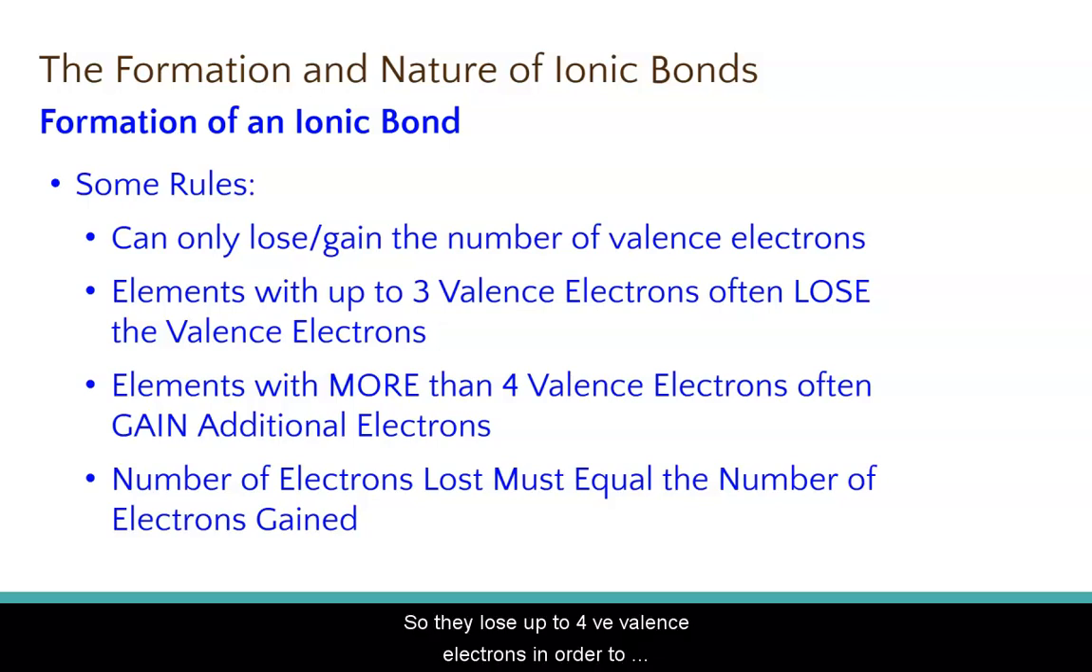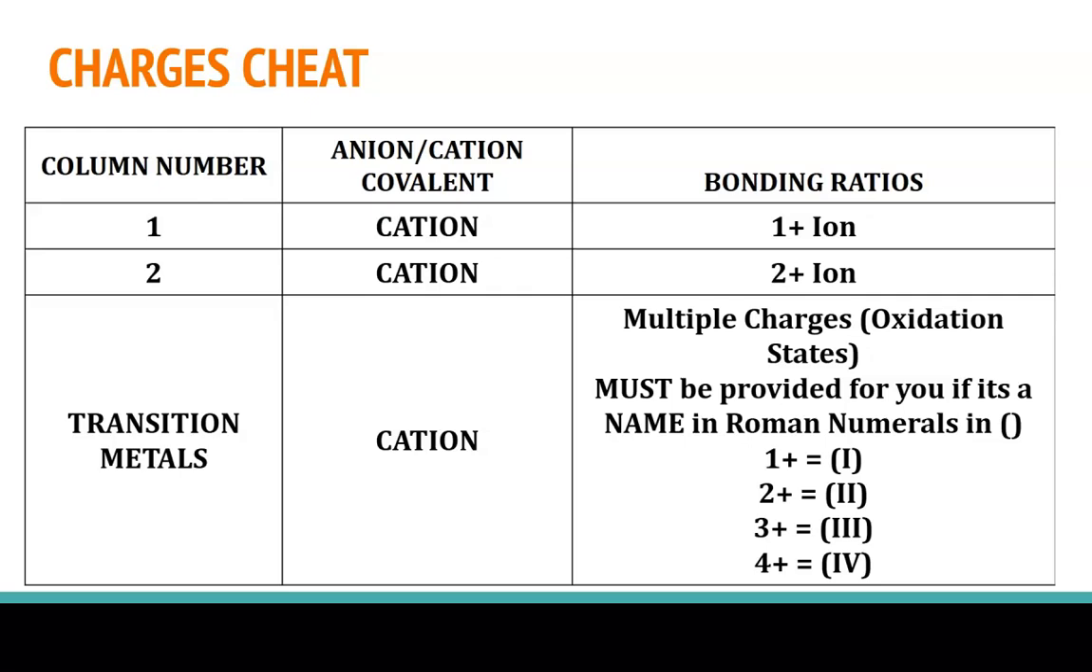They lose up to 4 valence electrons in order to form the cation, and they're giving them to an anion. And that anion is gaining as many as it needs in order to get to a valence electron count of 8. So if you have 5 valence electrons, you need 3 more, 6, you need 2 more, 7, you need 1 more. The number of electrons lost must equal the number of electrons gained. And this is where you get the ratios of valence electrons and how you make ionic compounds with subscripts.